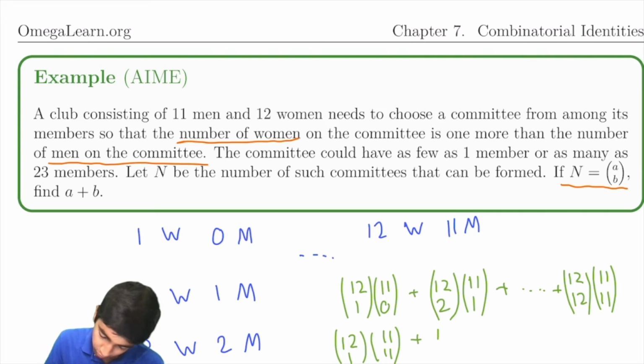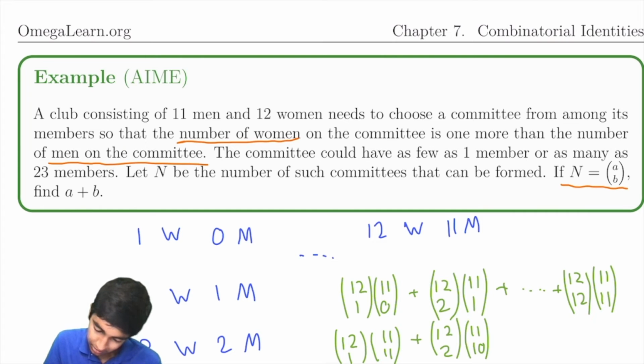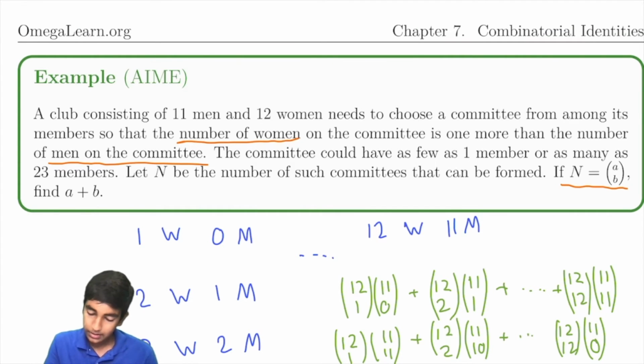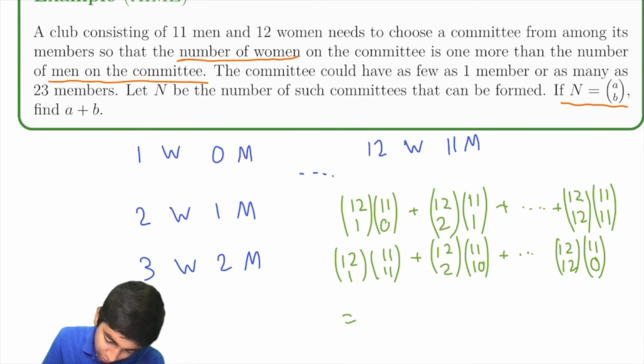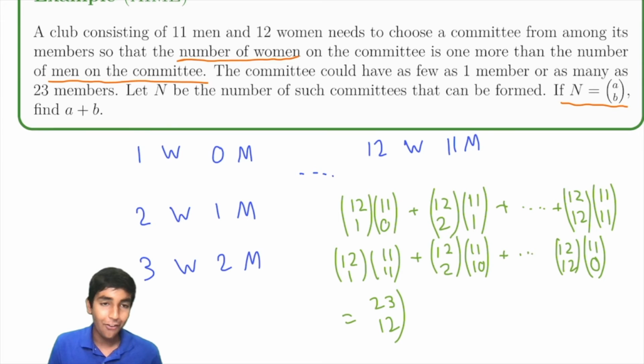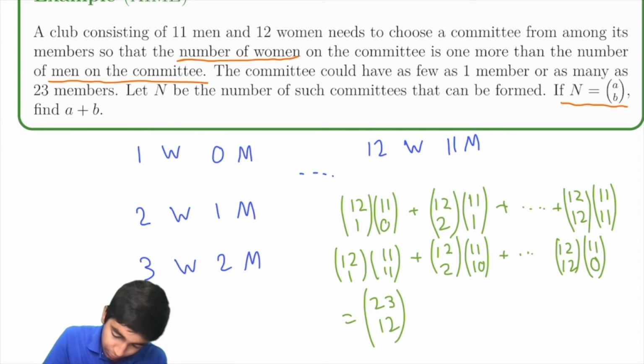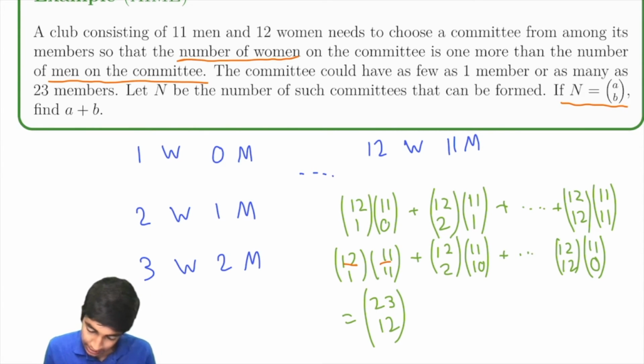Next off, 12 choose 2. Now what if we do 11 choose 10 instead of this? And so on, 12 choose 12, and instead of choosing 11, we just choose 0. And this is exactly Vandermonde's identity. This is 23 choose 12. Because our total is 23, and we're always dividing the 12 people between the 12 and the 11.